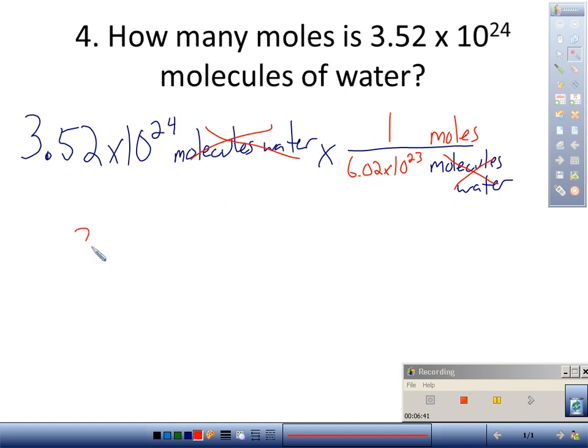Now if I take my numbers and my exponents, I can subtract because I have 1 on top, 1 on the bottom. I'm dividing them. So 24 minus 23 is 1. I'd plug that in my calculator, and that's my answer.